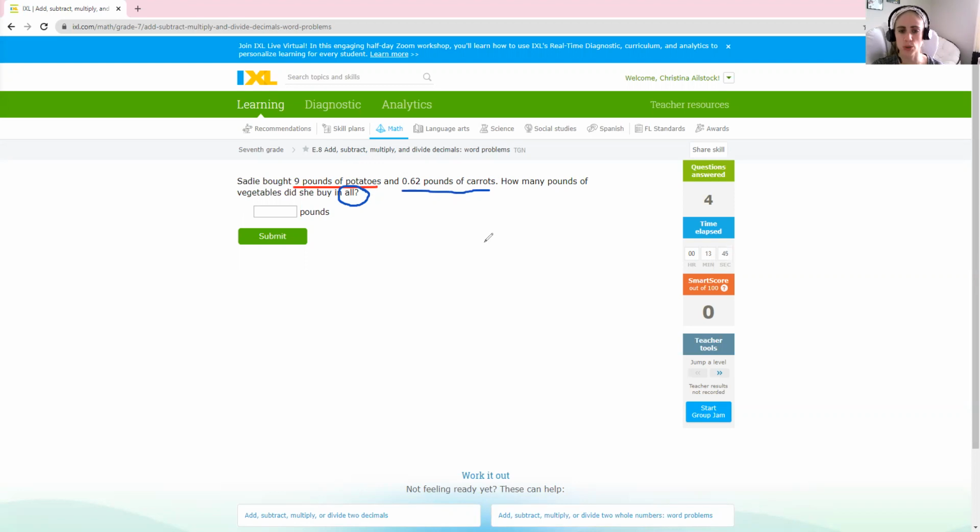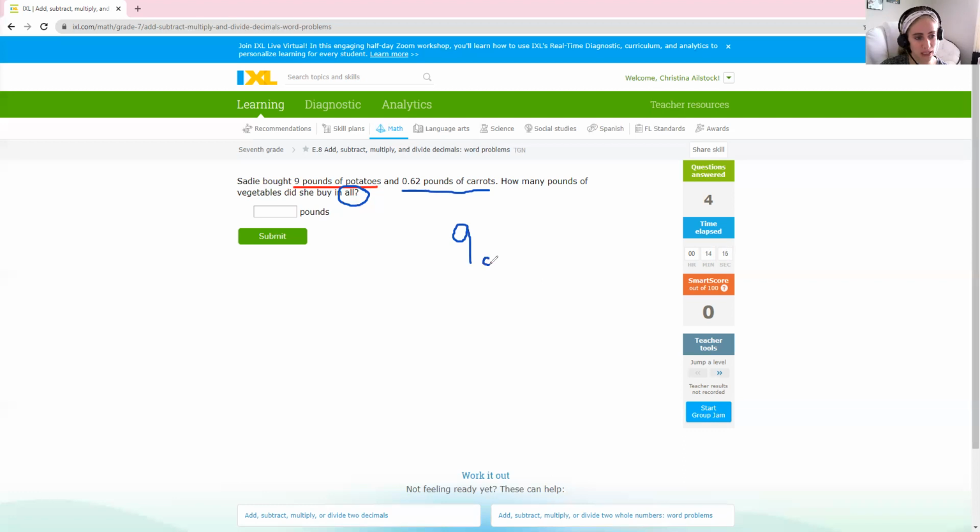What operation do you think that we are going to perform here? Add, subtract, multiply, or divide? If we want to know in all, we want our total, meaning we are going to add. Remember, when you add and subtract decimals, you need to line up that decimal point. What do we do when we have a whole number? How can we represent 9 as a decimal?